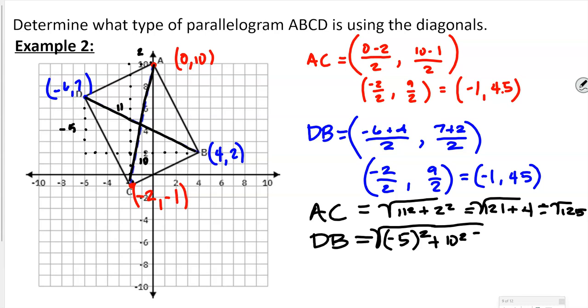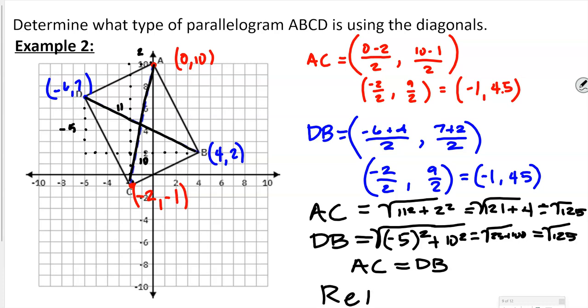Actually, I'll write it out just like I did the other one. Square root of 25 plus 100. So that is also the square root of 125, right? So we're going to say AC is equal to DB. And because AC is equal to DB, this is a rectangle. And that's all we had to have, y'all, to prove that this was a rectangle, right? Because if the diagonals are congruent, then it's a rectangle.